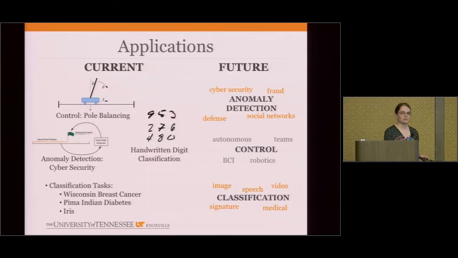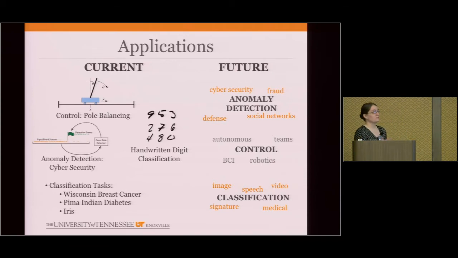So this is still a relatively new architecture, so the applications are still relatively simple. We've done a pole balancing problem, a control problem. We've done the handwritten digit classification problem. We've done an anomaly detection task with potential applications in cybersecurity. We've also looked at some standard benchmark classification tasks, the Wisconsin breast cancer data set, the Pima Indian diabetes data set, and the IRIS data set.